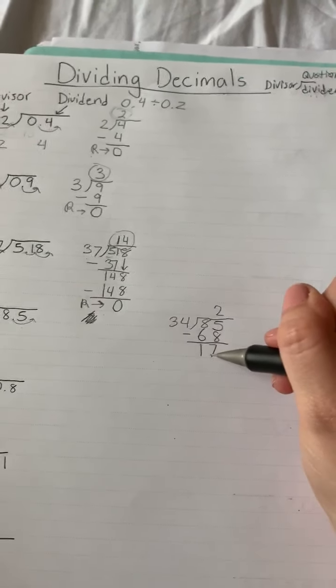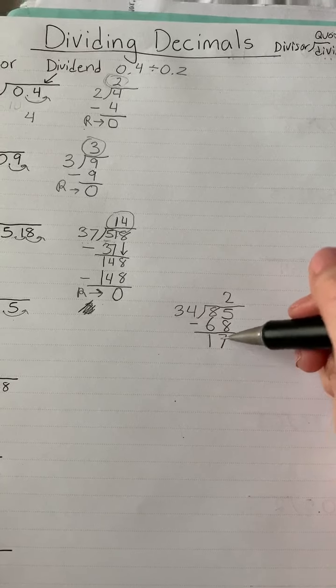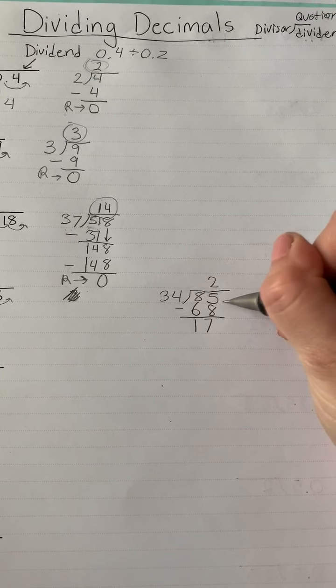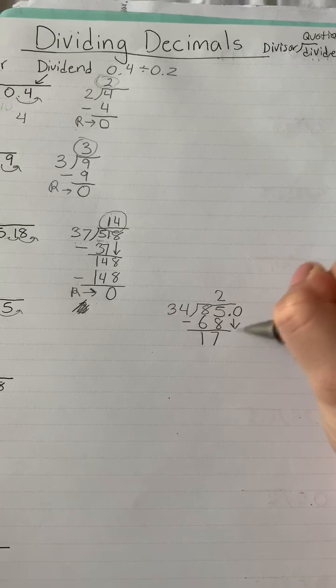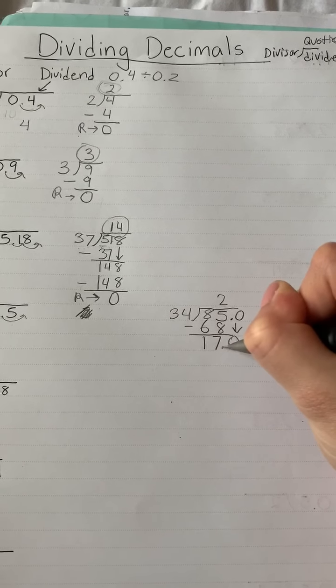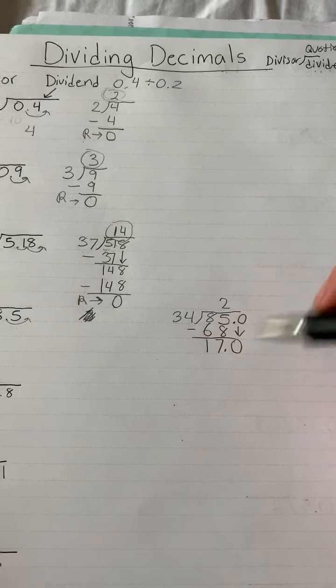And then we're not at 0 yet, so we have to keep going. So does 34 go into 17? No, it does not. So what we're going to do here is put a decimal and a 0. We're going to drop that 0 down, and it's going to be 17.0, but we're going to treat it as if it's 170.